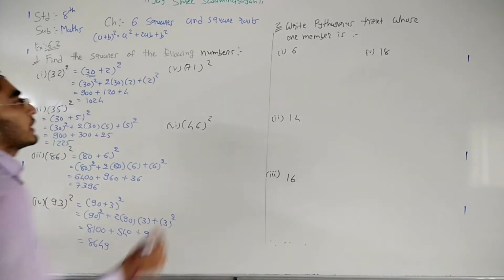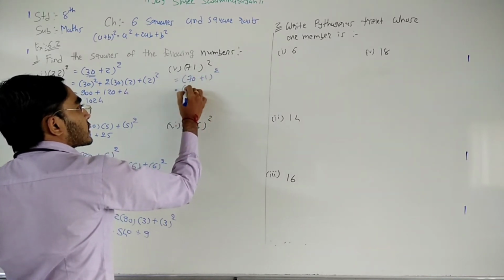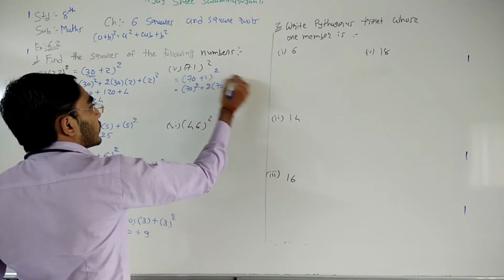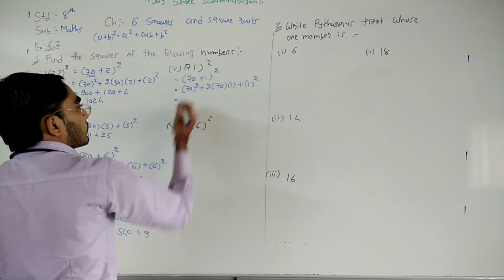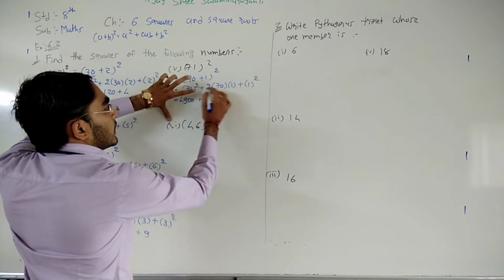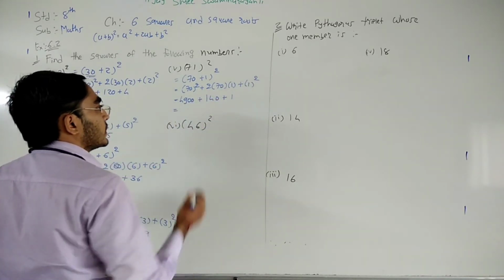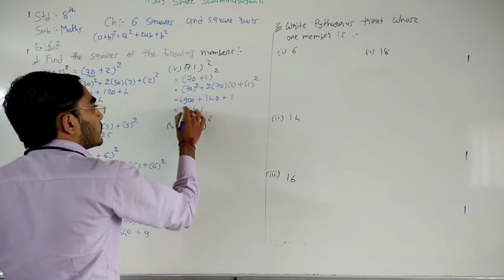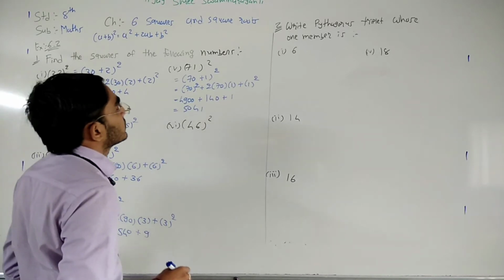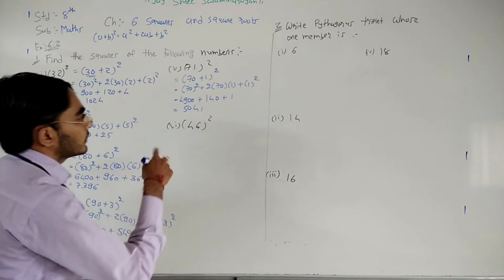Now in a similar way 71 all square, it is 70 plus 1 all square. Now first term square, 70 square, plus 2 multiply first term 70, second term 1, and second number 1 all square. Now 70 square: 7 square is 49, and the 0 becomes twice, 4900. Now 2 ones are 2, 2 into 70 is 140, and 1 square is 1. Now find the addition. So 5041.